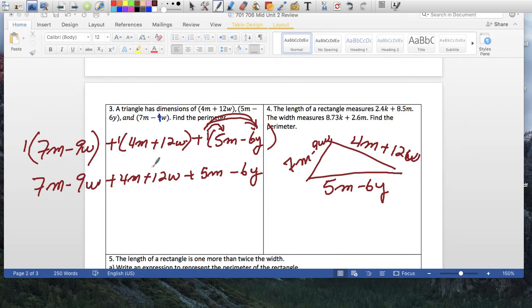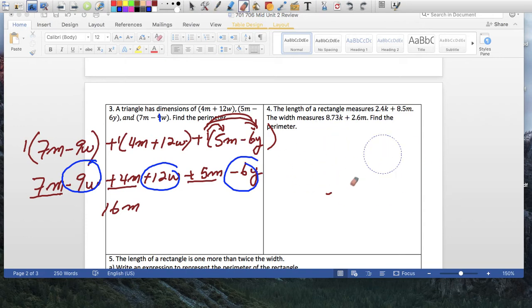So now I can add, and let me just identify all the like terms. 7m plus 4m is 11m. 11m plus 5m is 16m. The w's, now, let me change colors here, it would be minus 9w plus 12w minus 6y. And I'm just going to take those on the side because I didn't rewrite my expression. So I have this that I have to combine.